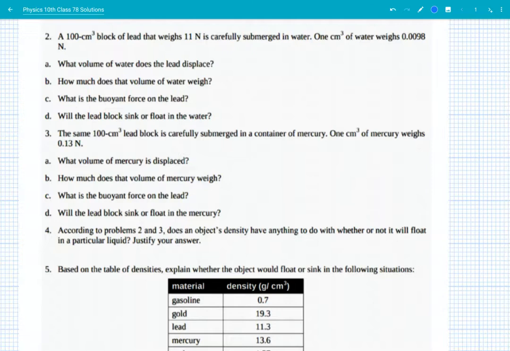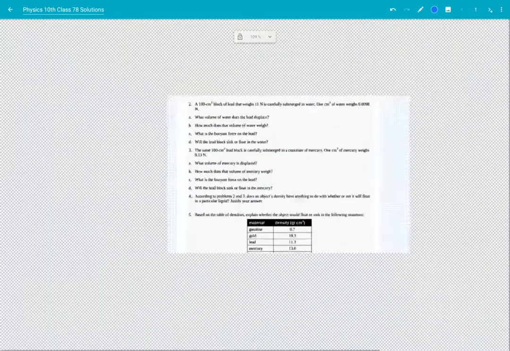Well, in the same way, if we completely submerge the lead block, I'm telling you right now, the lead would actually float. But if you use a tool to completely submerge it so that it's underwater, it's going to displace the same amount of fluid as the volume of the lead block. So the answer to A is 100 centimeters cubed.